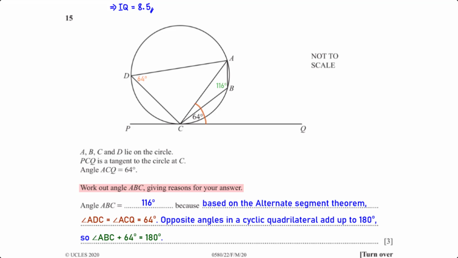Based on the alternate segment theorem, these two angles must be equal. ABCD is a cyclic quadrilateral. Opposite angles in a cyclic quadrilateral must add up to 180 degrees. So when we subtract 64 degrees from 180 degrees, we get angle ABC to be 116 degrees.